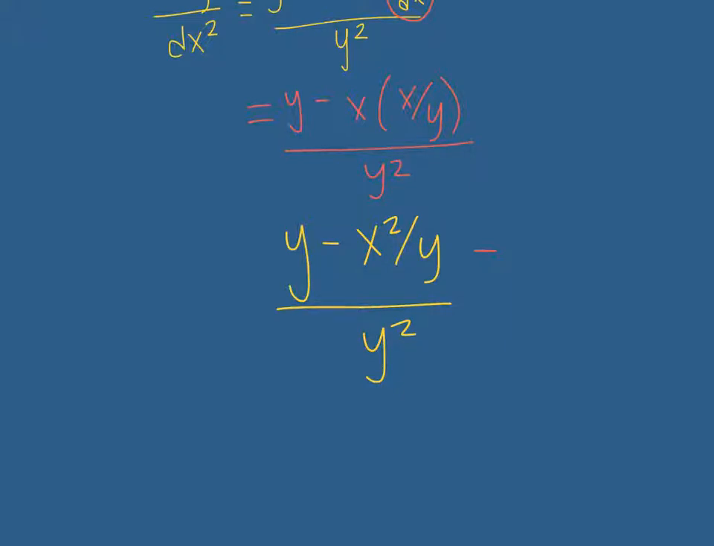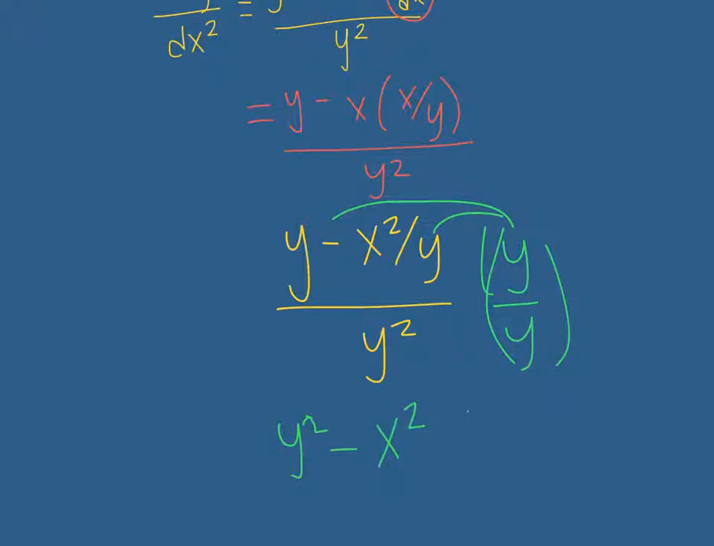Probably the easiest way would just be to multiply everything by y over y, because that will get this denominator out. So then I'm going to have y squared plus x squared all over y to the third. And that is the second derivative.